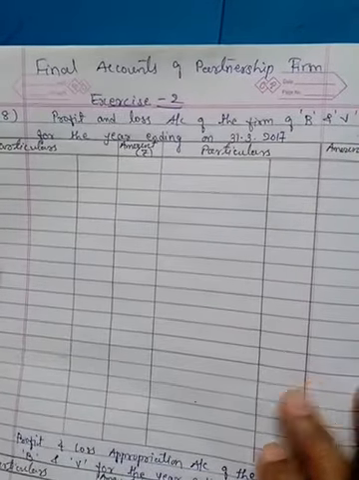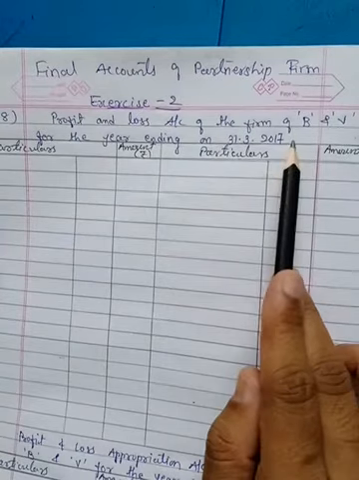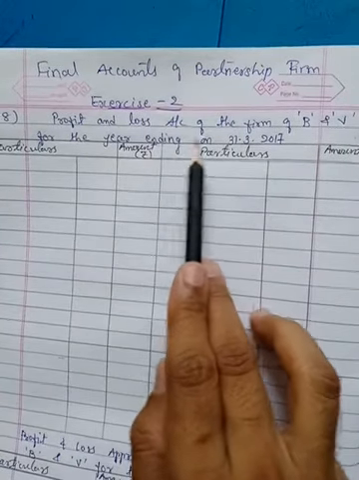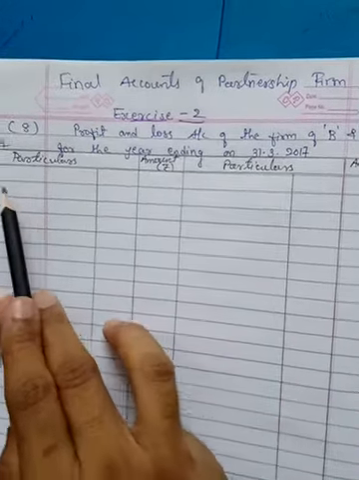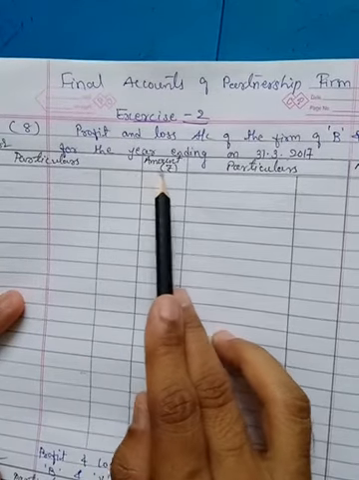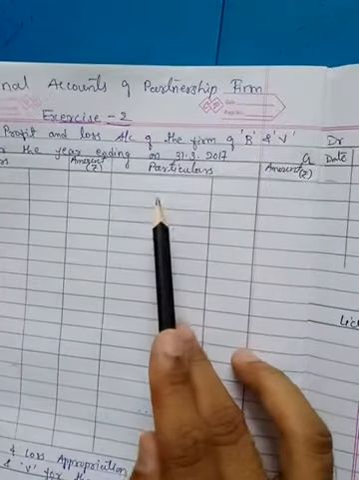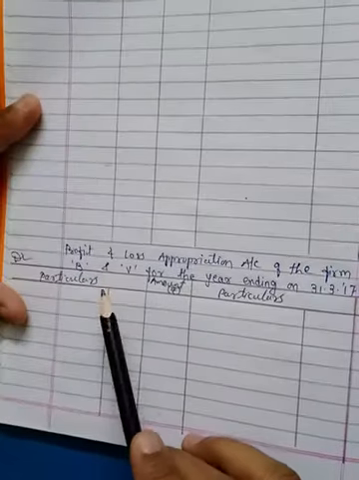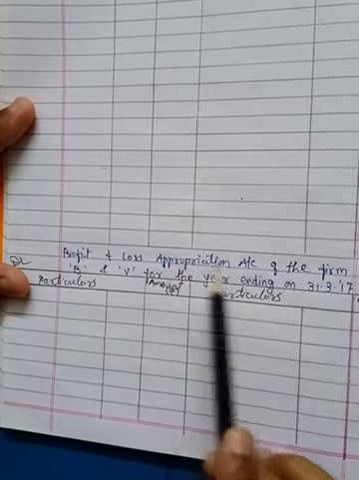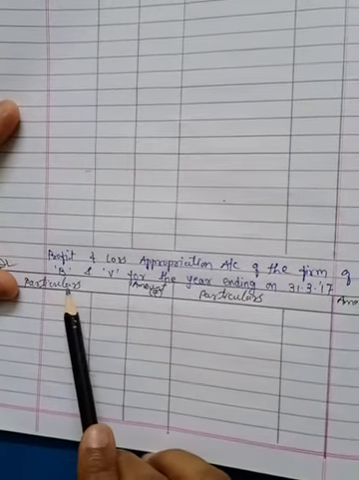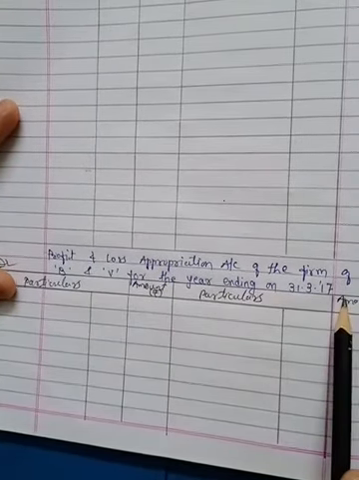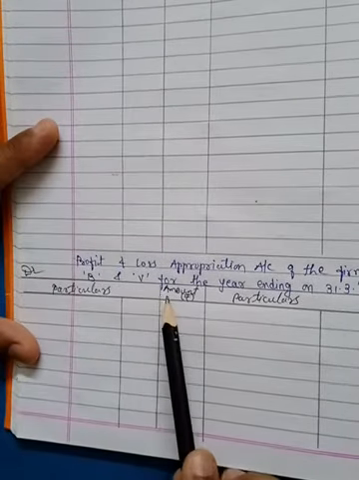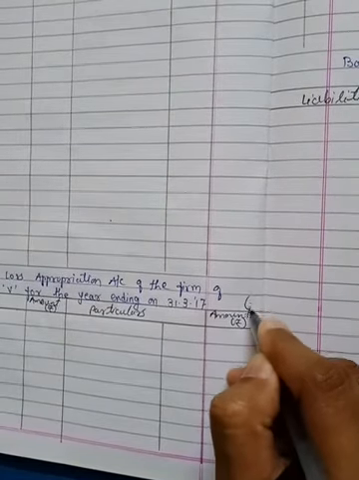So the first one is the profit and loss account of the firm of Brahma and Vishnu for the year ending on 31/3/17. Debit side: particulars, inner column and outer column, amount in rupees. Credit side also has particulars and two columns, inner and outer. The next one I have prepared is the profit and loss appropriation account of the firm of Brahma and Vishnu for the year ending on 31/3/17, with the same debit and credit side columns.